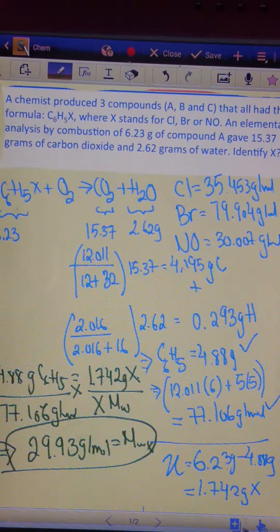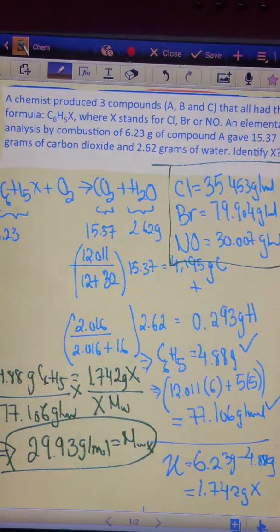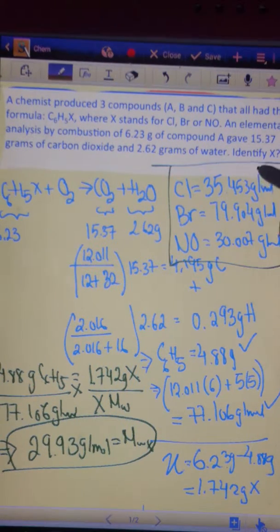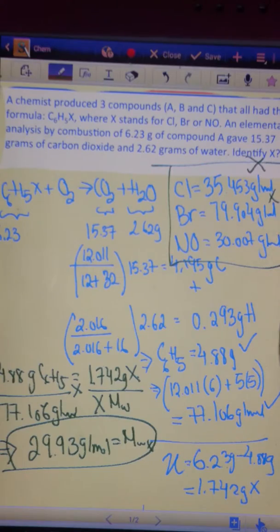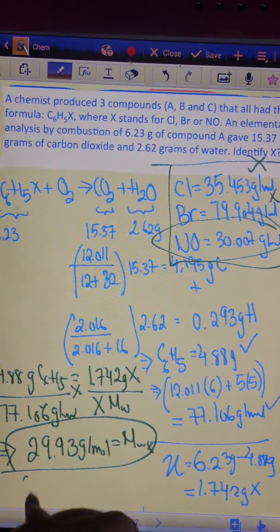So that's the X that they're referring to. Now let's match it to the chart that we have over here. Is it chlorine? It's a little further from chlorine, so no. It's way further from bromine as well. So NO is the closest it gets to. So the formula that we have is C6H5NO.